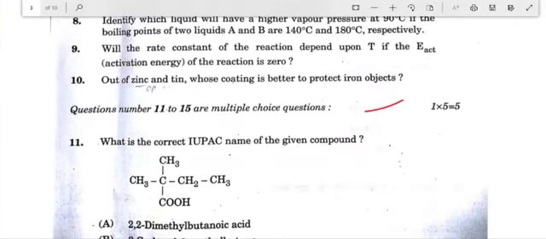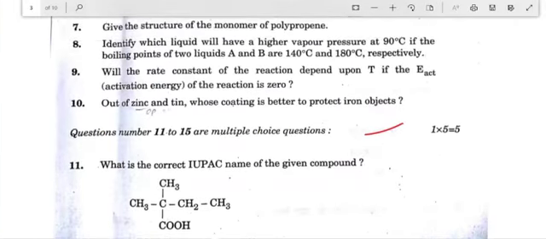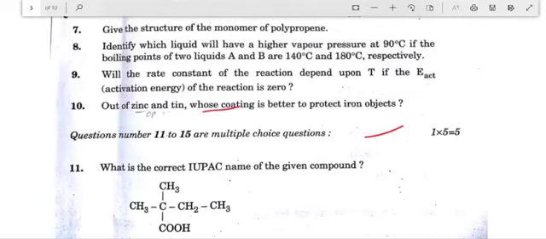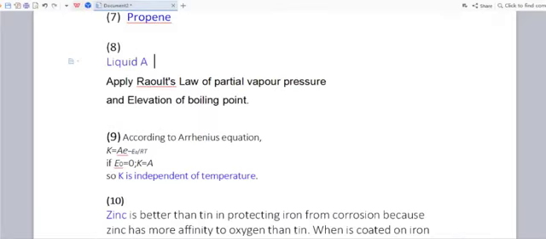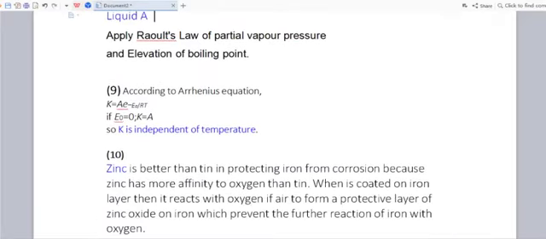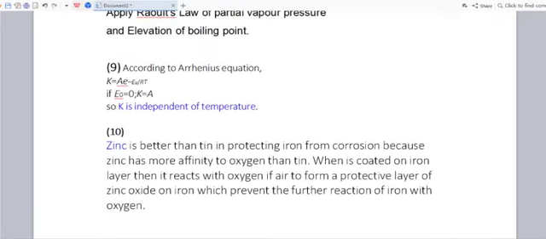Then we have: out of zinc and tin, whose coating is better to protect iron objects? The answer is zinc, which is better to protect iron from corrosion. Now why? Because zinc has more affinity to oxygen than tin, so it provides a protective layer of zinc oxide.